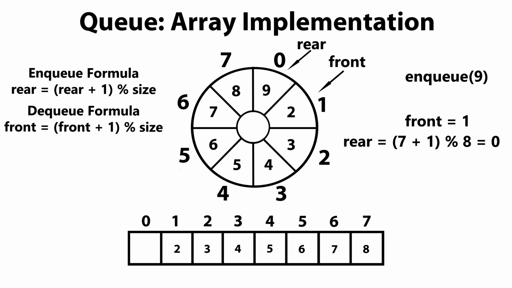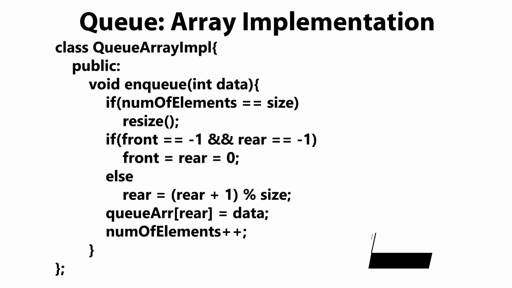So now let's move on to the enqueue method. So you can see that we have data being passed in, and that's the data that we want to enqueue onto our queue. So the very first thing that we need to do is check to see if there's enough room within our array. So we check to see if the number of elements is equal to size.